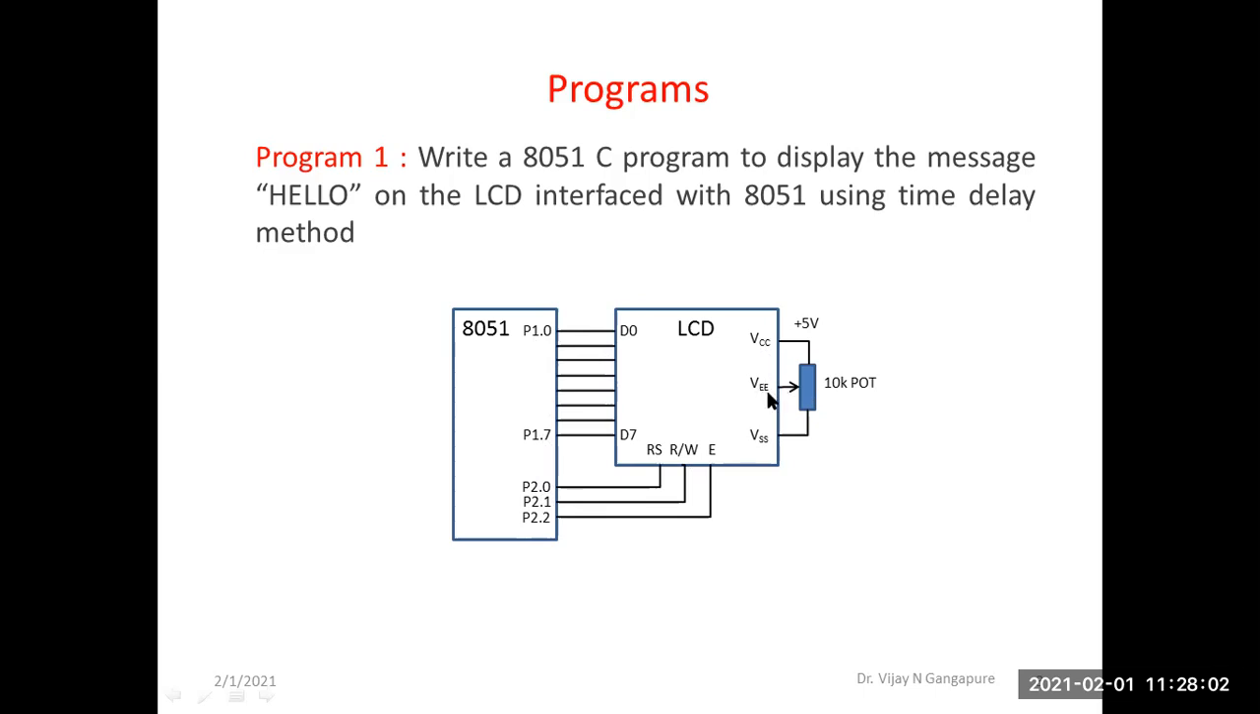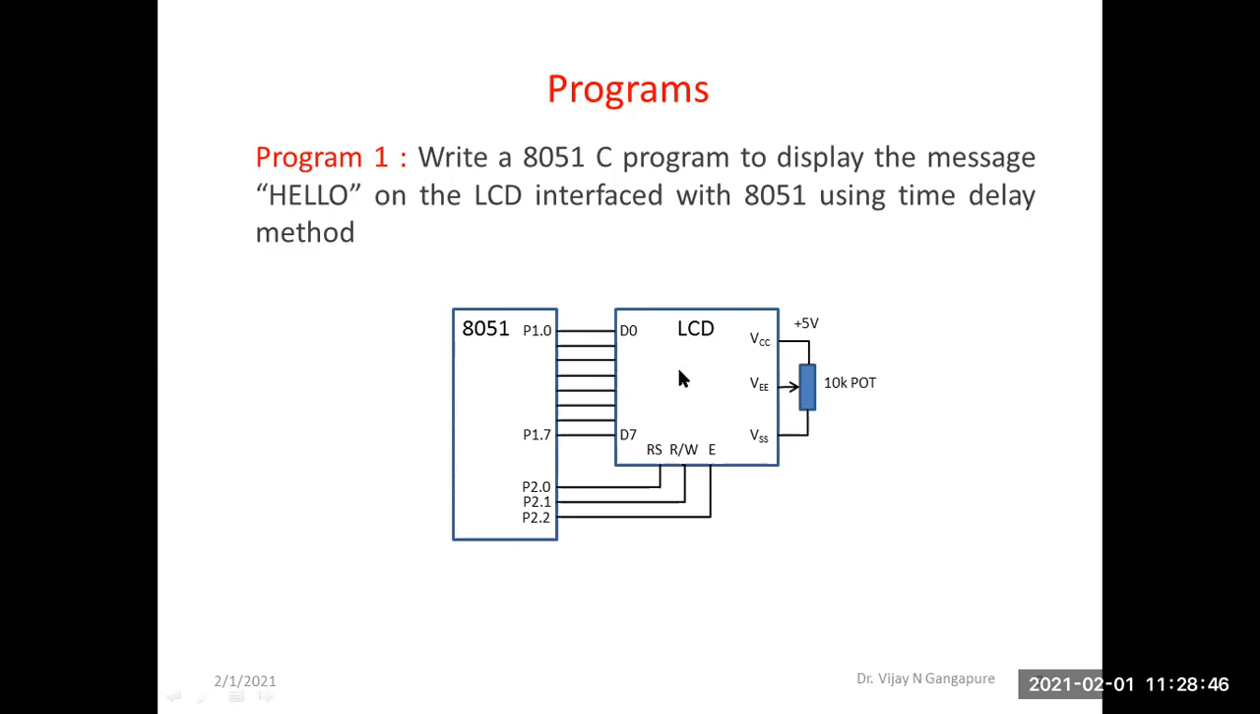And VEE is used to control the brightness or intensity of LCD. For that, a 10 kilo ohm potentiometer is connected in between VCC and VSS, and the variable terminal of that potentiometer is connected to VEE. So if we vary this variable terminal of this 10 kilo ohm pot, then the intensity of LCD display can be varied. According to this interfacing diagram, we have to write the program to display the message hello on this interfaced LCD.